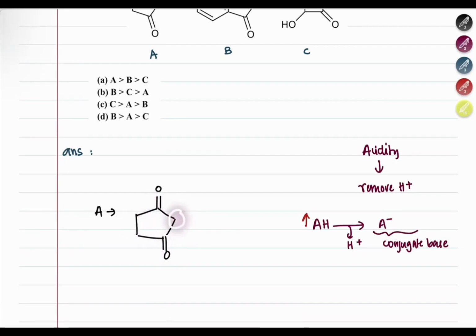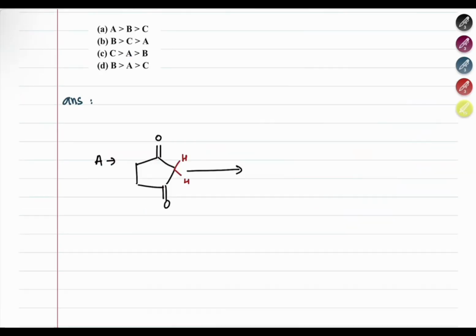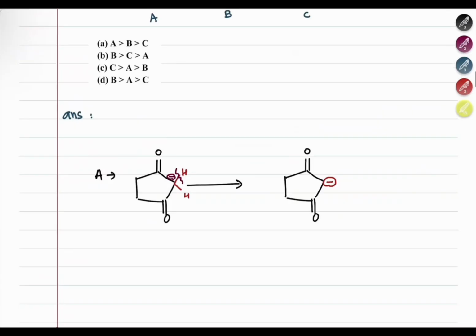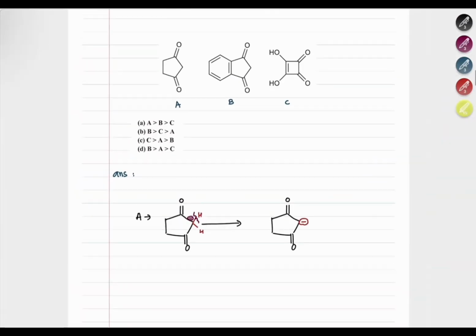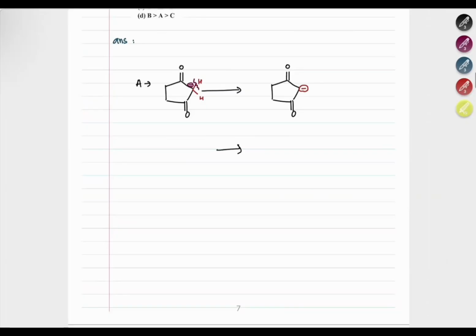So the proton will be lost from this carbon. Suppose we are losing a proton from here, we will get a negative charge on this carbon. So the resulting molecule will be like this. There will be a negative charge on this carbon. So it is from the first molecule. Like that, we will get the corresponding conjugate base from compound B and compound C.